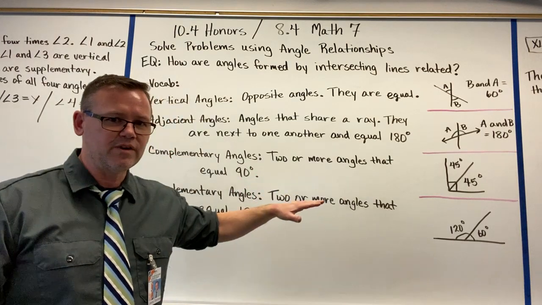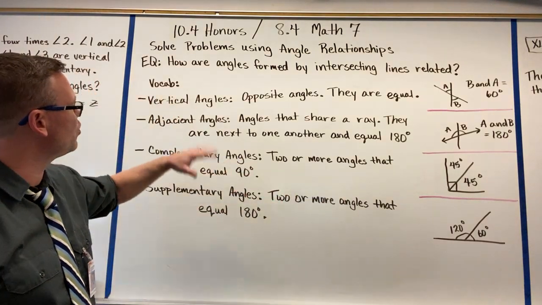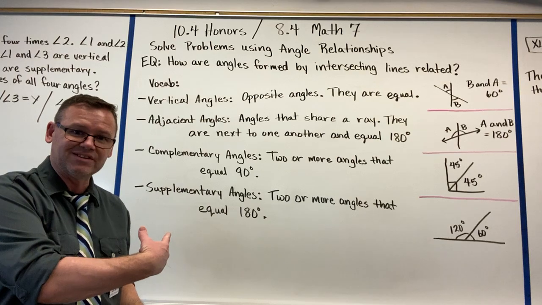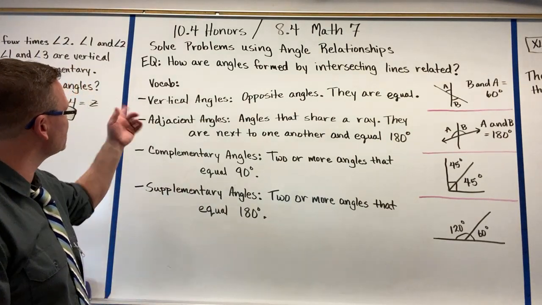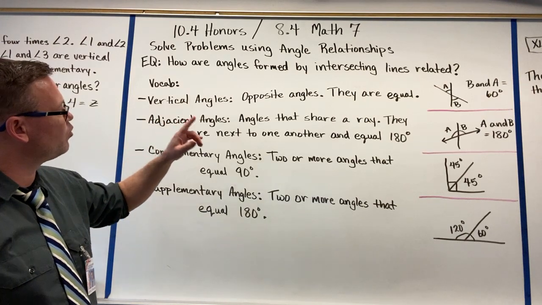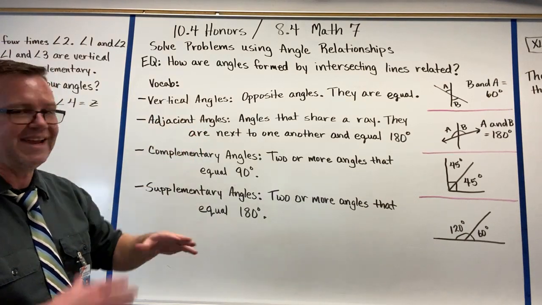Now I've got a lot of definitions written down here and you're going to want to make sure you write each one down. So if you need to, pause this and actually look at this pretty closely. Our essential question today is, how are angles formed by intersecting lines related?